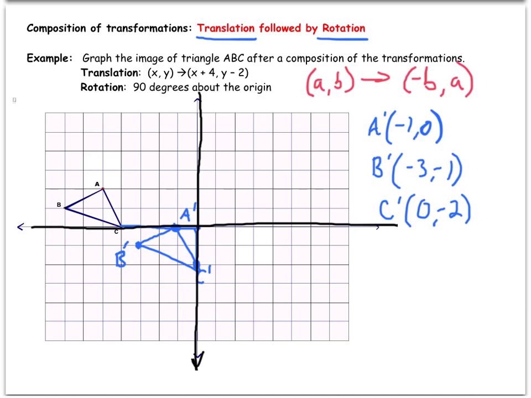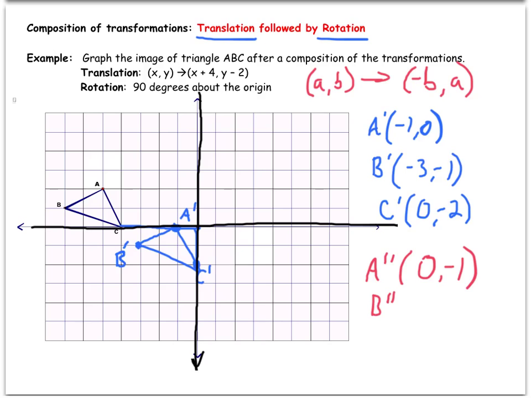So now to find A double prime, the rotation of my prime image, I have to switch the x and y values and change the sign of the new x. So I'm going to first switch them. -1 and 0 swap around, and I make the 0 negative, but 0, -0, they're the same thing. So my new coordinate A double prime is (0, -1).